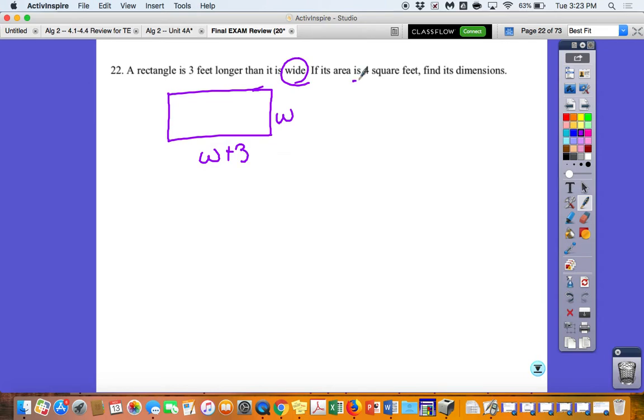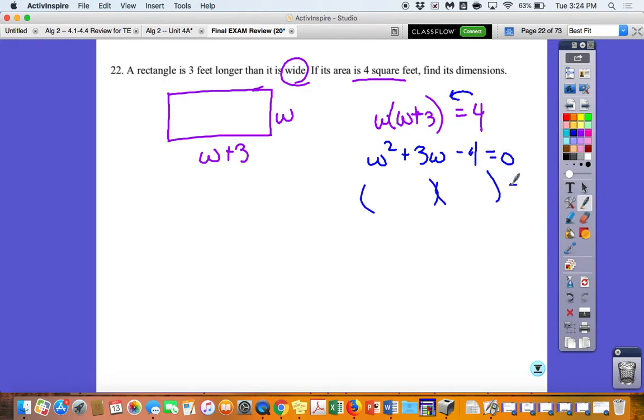If the area is 4 square units, well, we just said that area is multiplying my length times my width, and that's going to give me what my area is. So that would be W squared plus 3W, and let's go ahead and move the 4 over. Minus 4 equals 0. Can you factor? Two numbers that multiply to 4 and subtract to 3, that would be 4 and 1. Signs are different. Big one's plus.